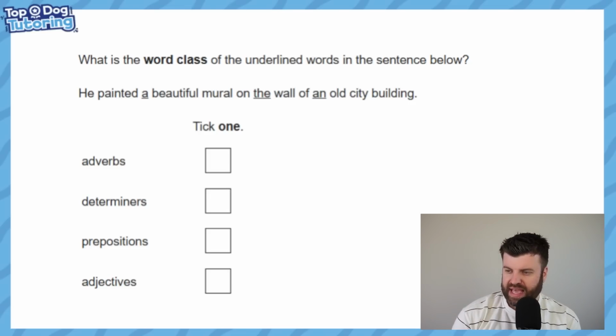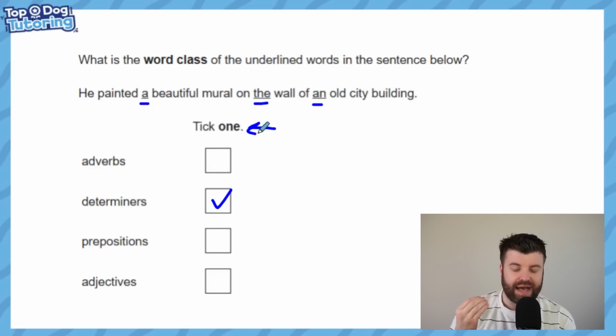Let's take a read. He painted a beautiful mural on the wall of an old city building. Now, the answer to this question is that these are all determiners. The question says tick one. And now, how do you know it's a determiner?